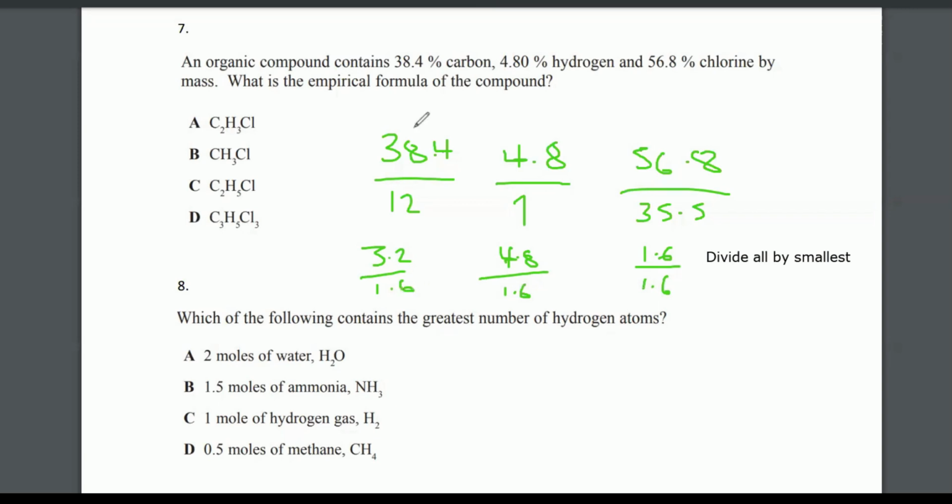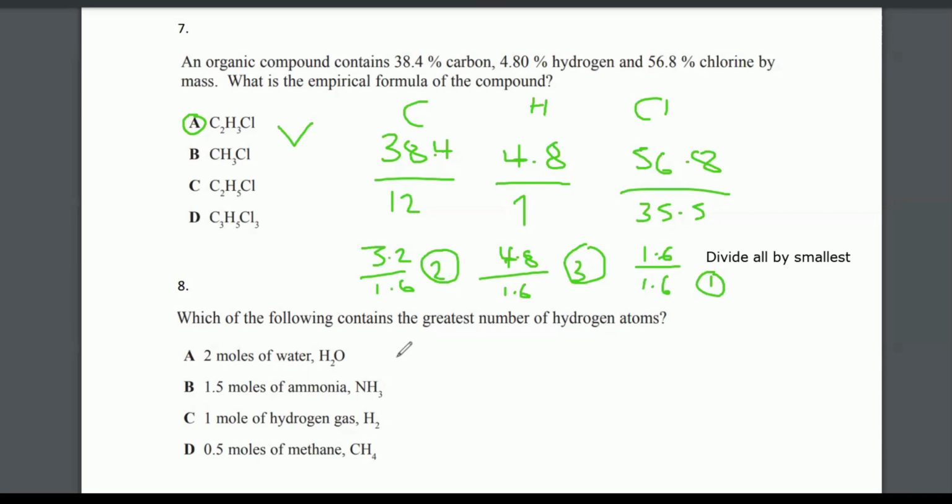So divide all by the smallest, which is 1.6, and we're going to get carbon, hydrogen, and chlorine. And we're going to find that there are 2 carbons for every 3 hydrogens for every 1 chlorine. So the simplest formula or empirical formula is going to be C2H3Cl. And the answer is A. Let's go on to question 8.